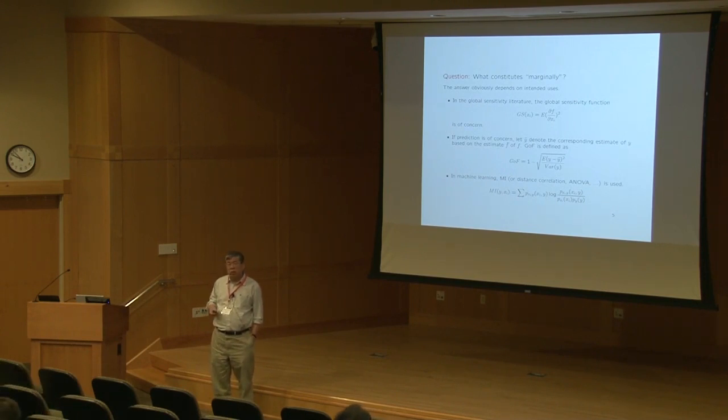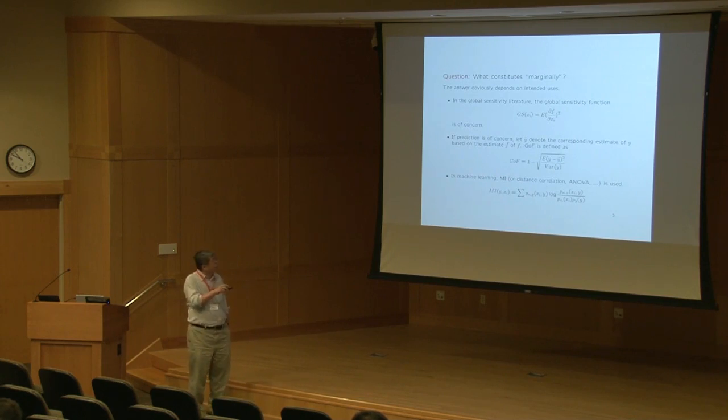If the derivative is larger, it's more sensitive to this variable. But we are looking at the global one. So E stands for the average. The average of the square term of the derivative is very often used in sensitivity literature, which makes perfect sense. And in system identification and others, if prediction is a concern, then there is the so-called goodness of fit.